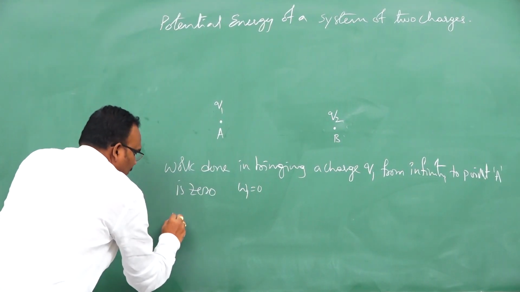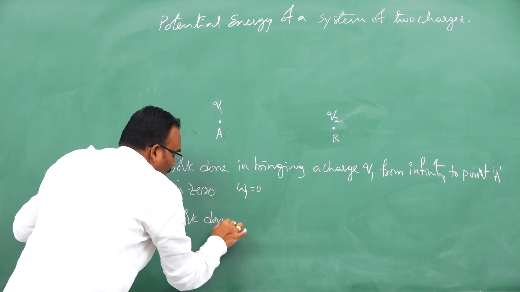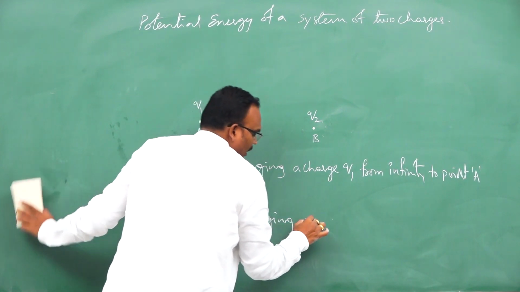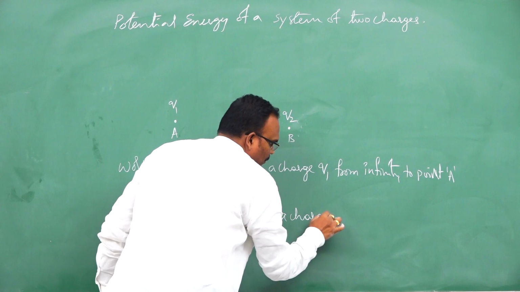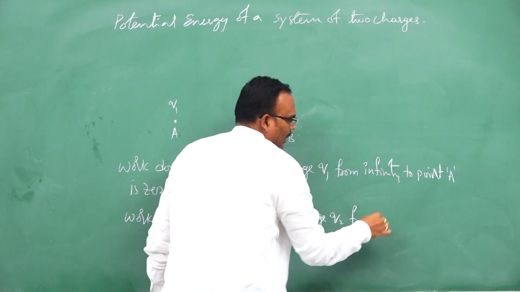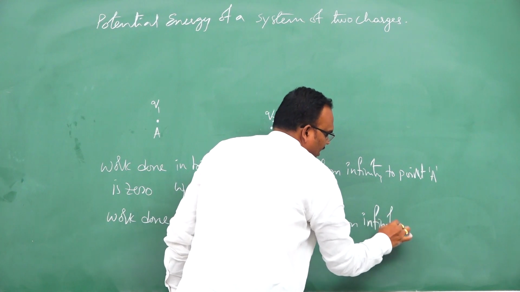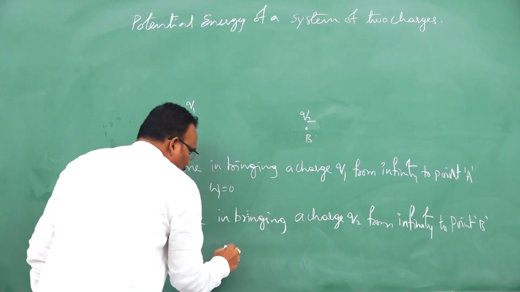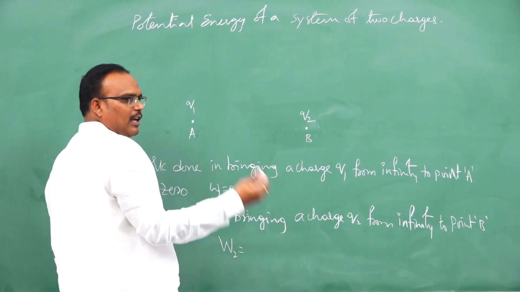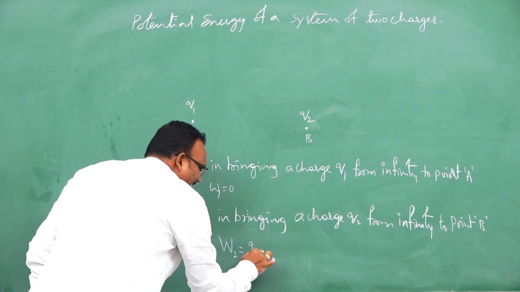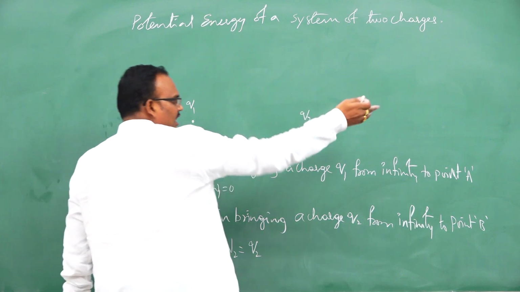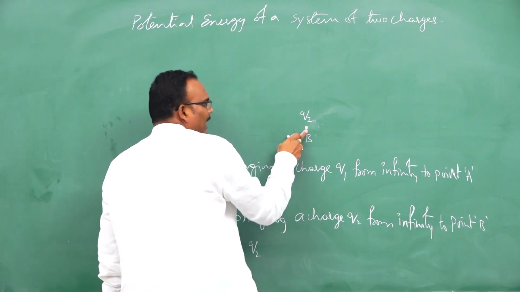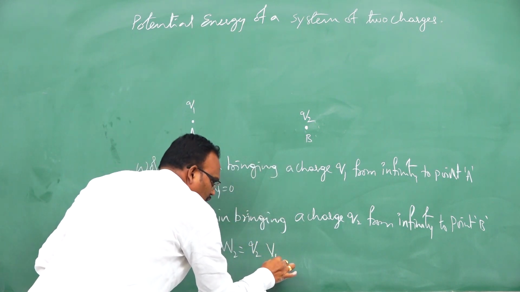So that's why, to place this charge at B from infinity, I have to do work. The work done in bringing a charge Q2 from infinity to point B is W2, and we know W is equal to QV. I am bringing charge Q2 from infinity to point B. Here at point B, the potential is due to Q1. So I'll say it is the potential due to the first charge.